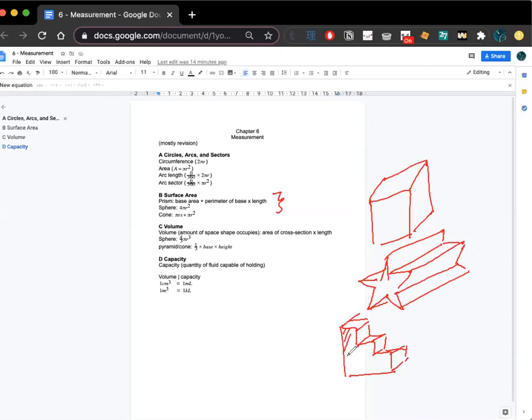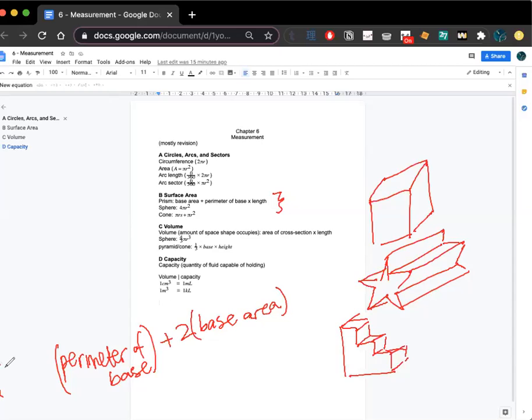look for the base area, and then since there are two base areas, and you're trying to cover all the surface area, you take the base area times 2, and then you add the perimeter of the base times the length, or its height, this part.